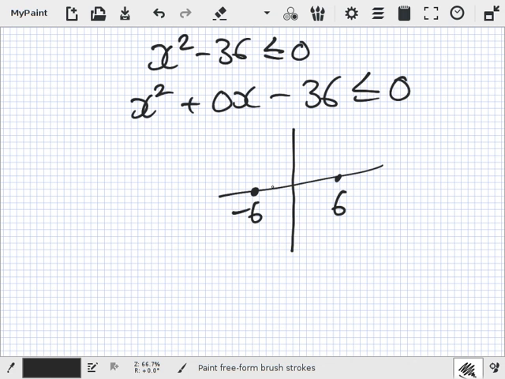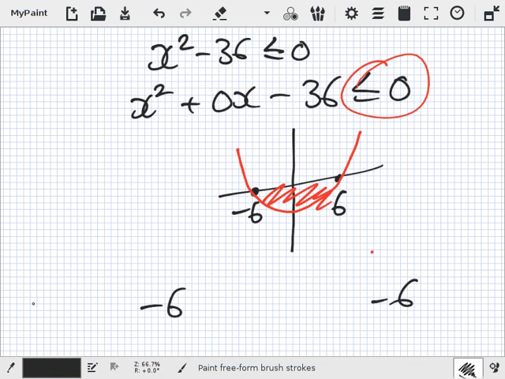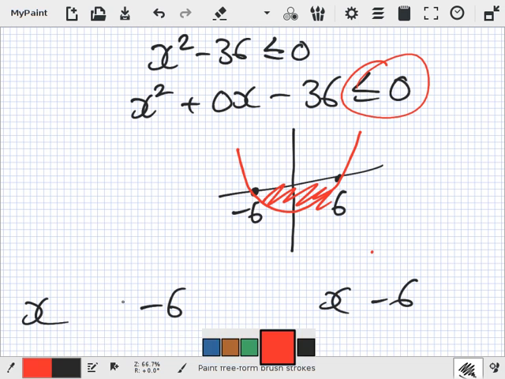So, do I want to be above or below for this one? Over or under? Below here, yeah. Because it's less than 0. So, I have my 2 answers, minus 6 and 6. If I start here, do I want to be more than or less than minus 6 if I want to be here? I need to be more than.